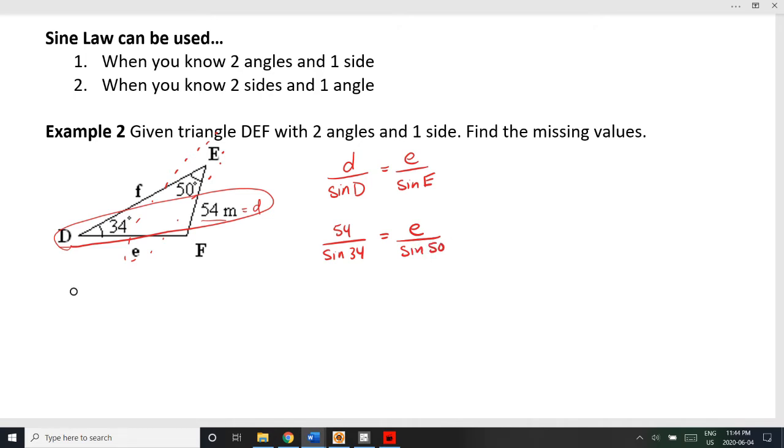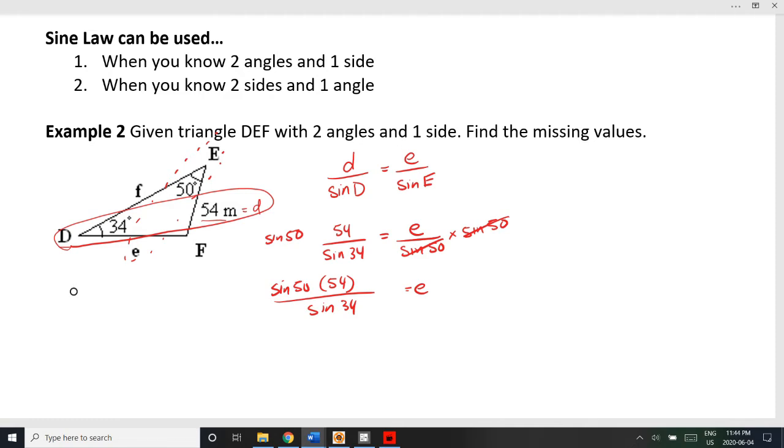And now, before we start calculating what things are, we can actually clean this up on this side. We can get rid of sine 50 by multiplying it on both sides. These are going to cancel, and we're going to just get E by itself. So we have sine 50 times 54, all divided by sine 34. And all these are just values that we can calculate in the calculator. So let's go ahead and do that.